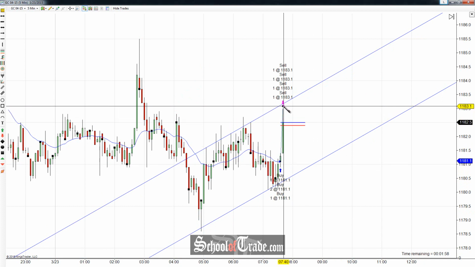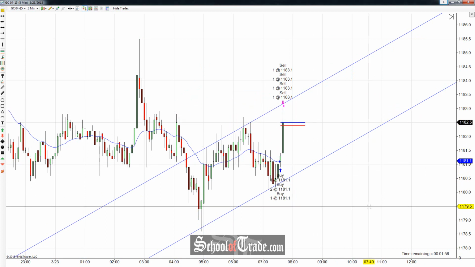Again, we tweaked our target to 83.1, so it's 20 ticks. Because we took all 4 off at 20, each one of those is $200, and you times 200 by 4, you get $800. So beautiful trade to the upside, $800 right up to the channel highs, and it doesn't look like they're done yet.